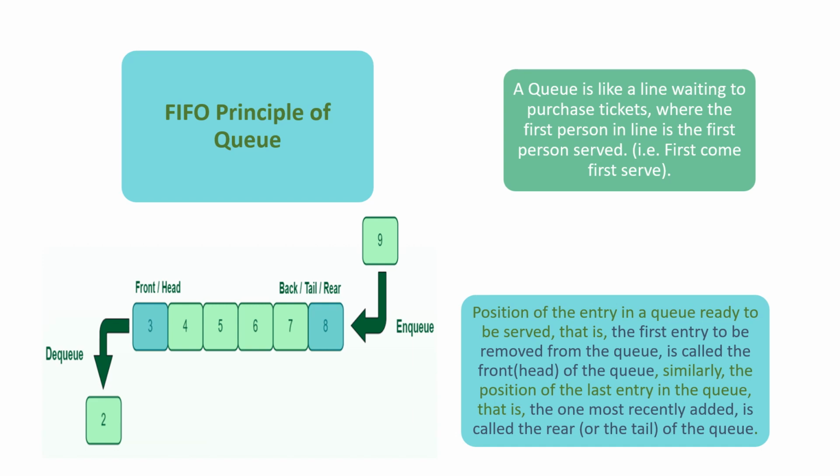And the position of entry in the queue ready to be served, that is the first entry to be removed from the queue, is called the front or head of the queue. And similarly, the position of the last entry in the queue, that is the most recently added, is called the rear or tail of the queue. So these are the two ends, which are the front and rear ends.